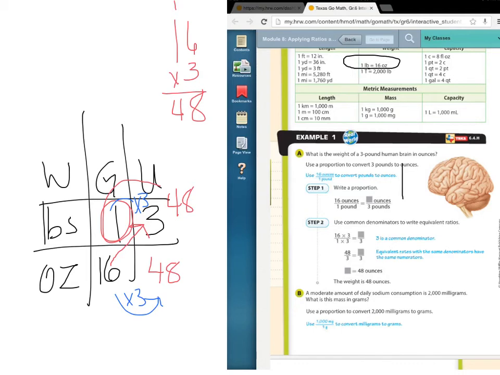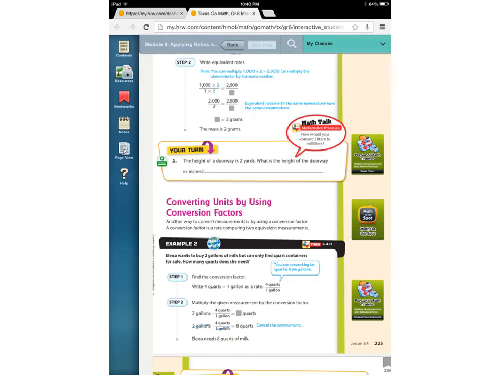Okay, so if you look at the little answers over here, that's what they say. The weight is 48 ounces. Right here. Elena wants to buy 2 gallons of milk but can only find quart containers for sale. How many quarts does she need?